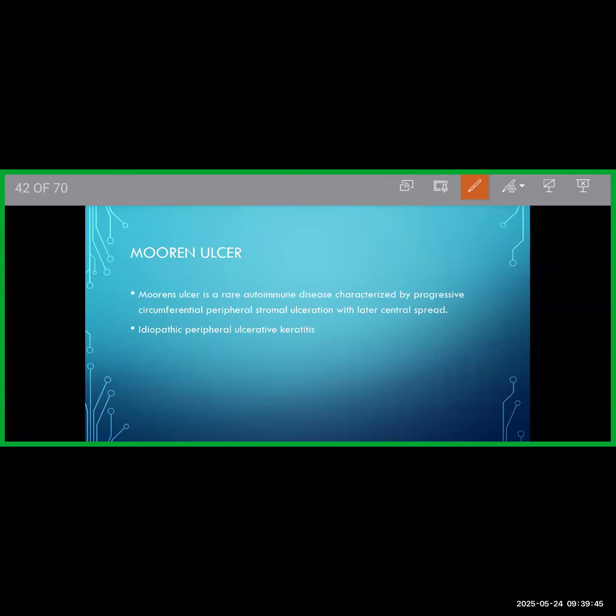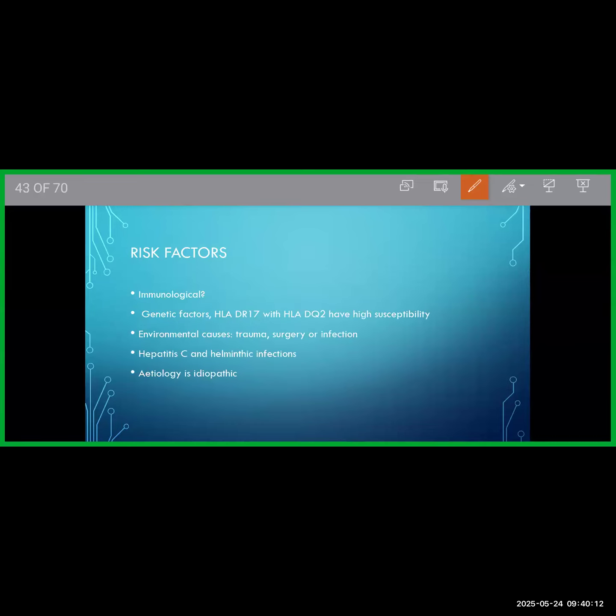Now, I will just give a brief talk on Morin's ulcer. Morin's ulcer is a rare autoimmune disease characterized by progressive circumferential peripheral corneal ulceration with later central spread. It's an idiopathic inflammatory ulcerative keratitis. It is also known as the serpiginous corneal ulcer because of the characteristics of the ulcer.